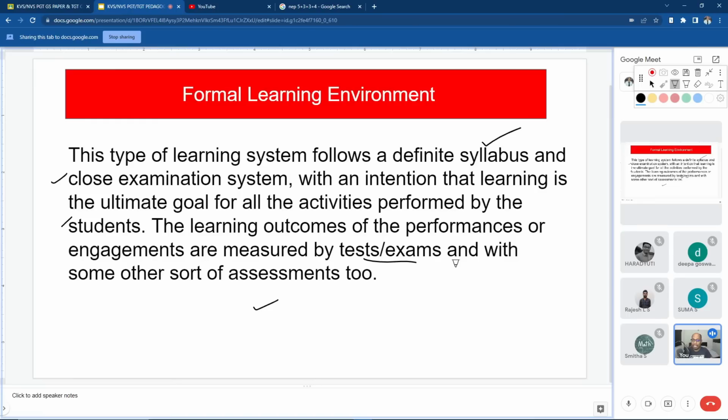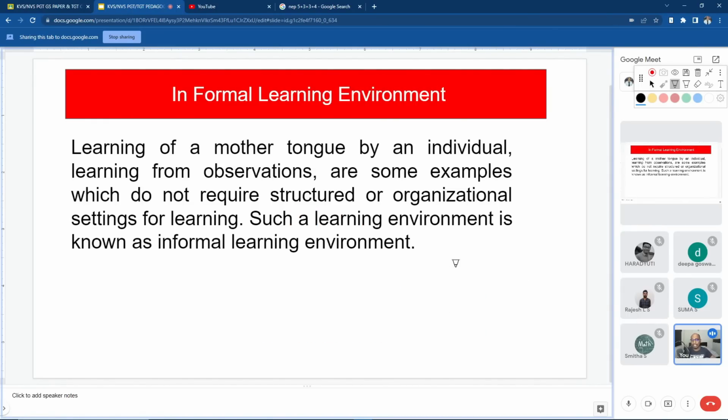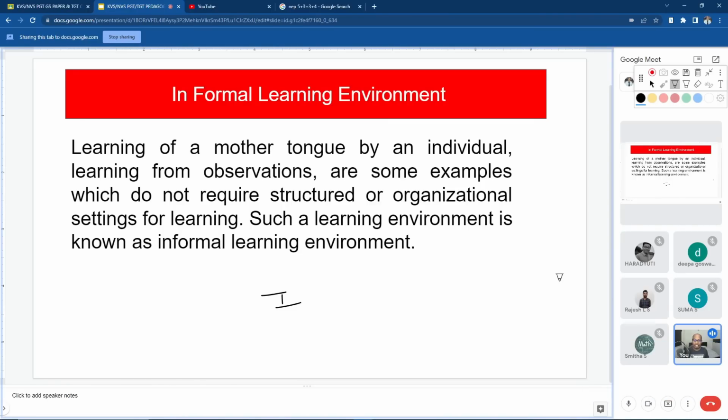Then the informal learning environment. In the formal learning environment, all this process is followed, and in the informal learning environment, learning of a mother tongue by an individual and learning from observations are some examples which do not require a structured or organizational setting for learning. Such a learning environment is known as the informal learning environment. We all learnt our mother tongue in an informal environment. Our mother did not take morning classes, afternoon classes, evening classes, or give lunch breaks. She taught us our mother tongue in an informal learning situation.